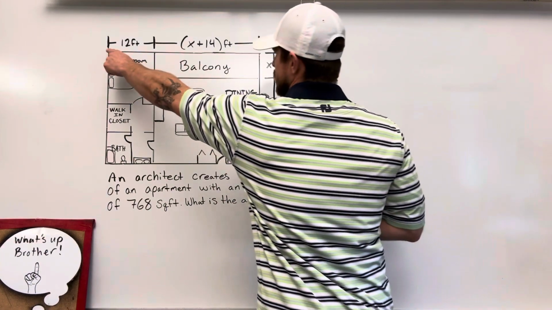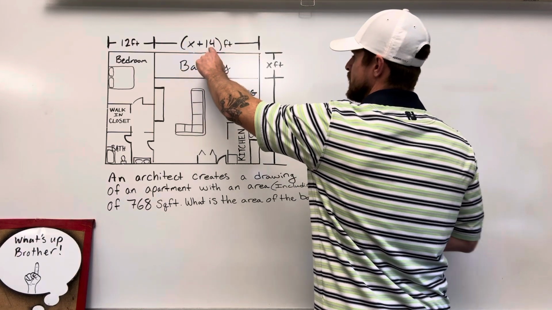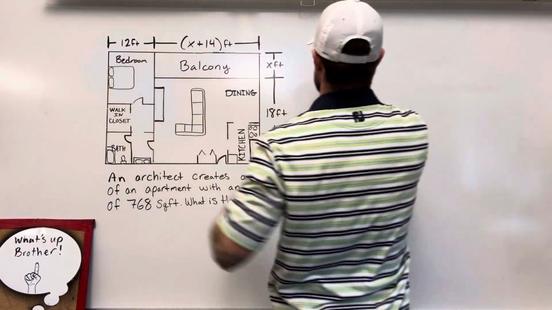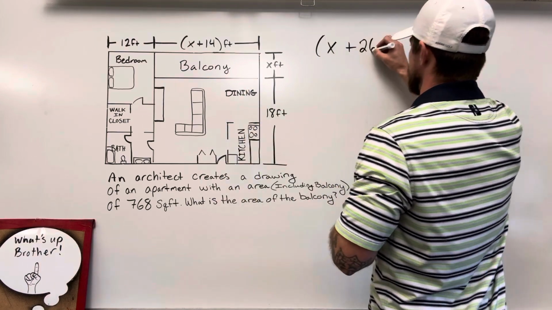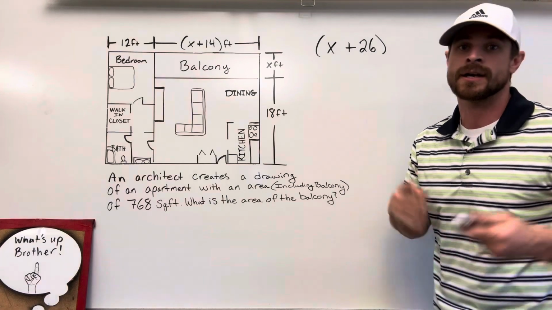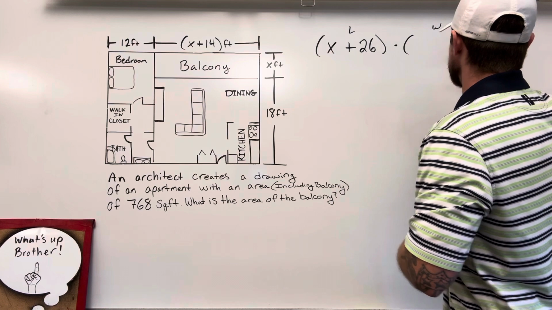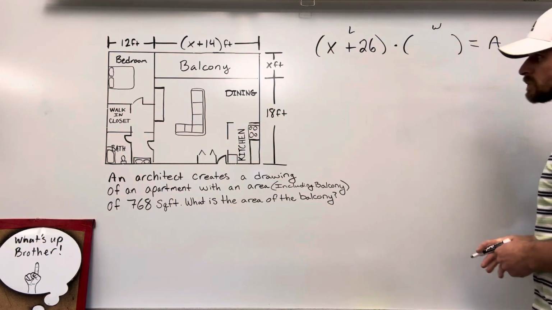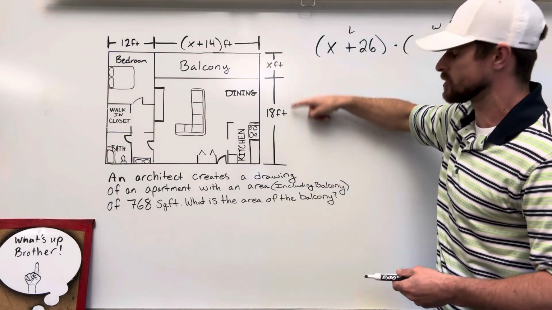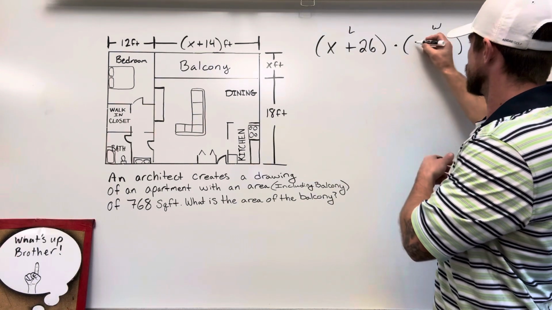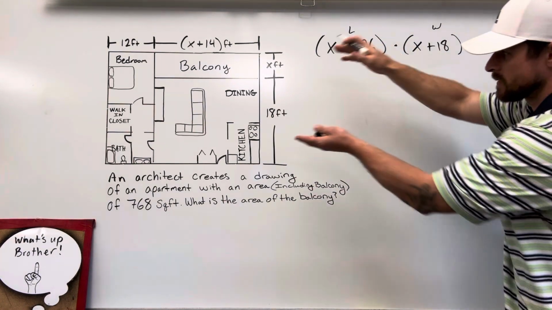Okay, so length from here to here, 12 plus x plus 14. We're just going to combine our like terms, 12 and 14. So that's going to give us the binomial x plus 26. So you write that binomial down there. That's representing our length. We're going to have to multiply that by our width, and what that's going to give us is our area. So what's our width? Well, our width is just right here. So x plus 18, just write it down as you hear it, x plus 18. That would be the width of this floor plan.